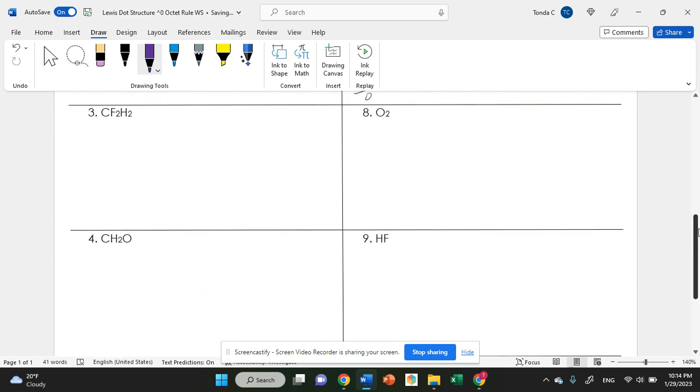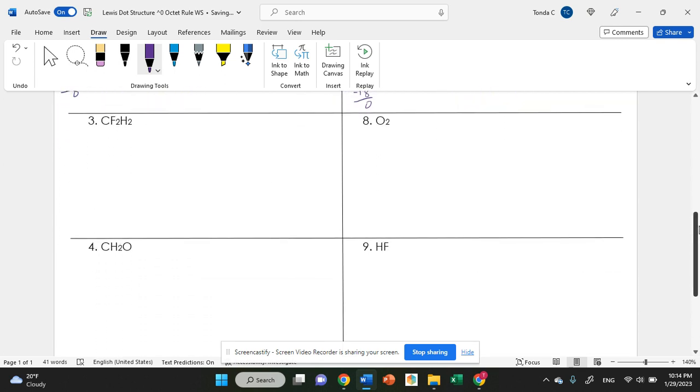Next, let's go through 3 and 8. So as we go through 3, remember carbon can donate 4, fluorine can give 7, but there's 2 of them, so 7 times 2 is 14. And then here I have 2 hydrogens, so 1 times 2 gives me 2. And if we add those all up, 14 plus 4 plus 2, I'm working with a total of 20 electrons.